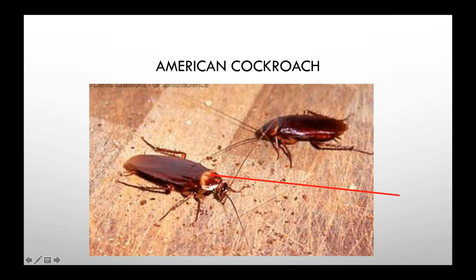You can have a look at it and go, okay, it's very light on that front thoracic segment, but there's no other marking really visible on the cockroach. And that will tell you you've got a large cockroach. It's got the light marking around the front thoracic segment, no markings on the wings or any other part of the cockroach. You're dealing with an American cockroach.